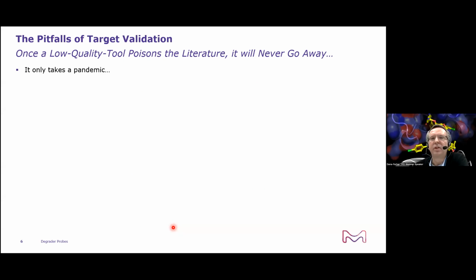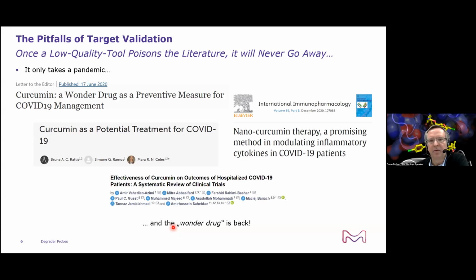Another aspect one always needs to keep in mind when one puts such compounds into the public domain is that when you poison the literature with a compound, it doesn't go away. So you can publish a lot about why this compound is maybe not fit to be used. It only takes a pandemic, and what then happens is that all these wonder drugs, and curcumin is just one example, pop back up and are claimed again to be the solutions to all kinds of issues, for example, in a situation of a global pandemic. And you can just guess again how much money, discovery money, then potentially goes into such studies.